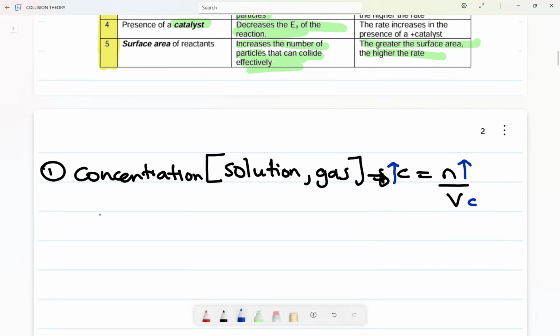So when we reason for this, we're going to say that increasing the concentration increases the number of moles, the number of particles per unit volume. Now, it is per volume. So an increase in concentration will increase the number of particles per unit volume, considering that the volume is constant. Because if the volume were to increase, it will affect the concentration. You have to remember that.